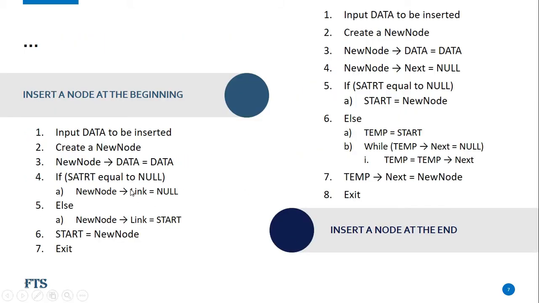Let's see the algorithm. To insert at the beginning, first input data, then create a new node. Then the input data value should be assigned to the data field of the new node. If start is equal to null, then the new node link should be equal to null. Else, the new node link should point to the first node, which is equal to start, and the new node should be the first node in the linked list.